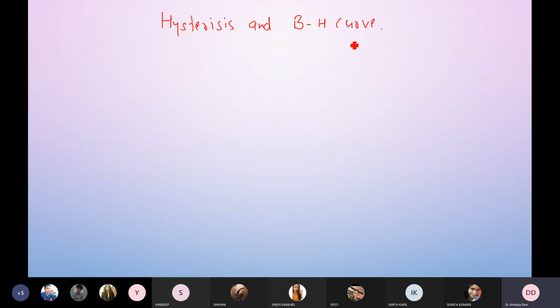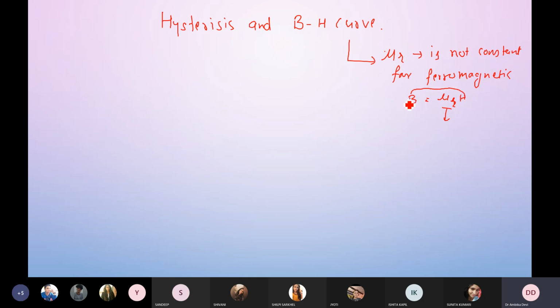The reason why it is nonlinear behavior is because mu r, the relative permeability for ferromagnetic materials, is not constant. If it is variable, then you know that B is equal to mu naught mu r H. So if this is not constant, it means that a linear kind of behavior will not be followed by B and H. Okay, so let us see how this variation takes place.